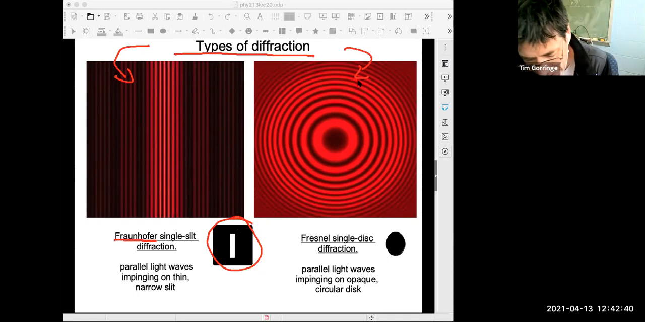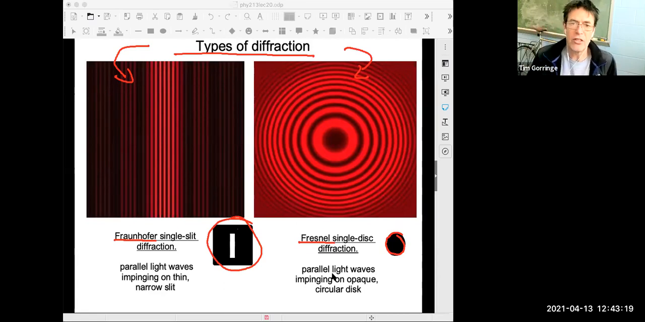Over here on the right-hand side, this is another diffraction pattern. It's a circular diffraction pattern of bright and dark fringes. This occurs when light rays strike a disk-shaped barrier. So imagine this is the disk here, and light passing around this disk. This type of diffraction is called Fresnel, single disk diffraction. And you get that, again, when light strikes or impinges on an opaque circular disk.